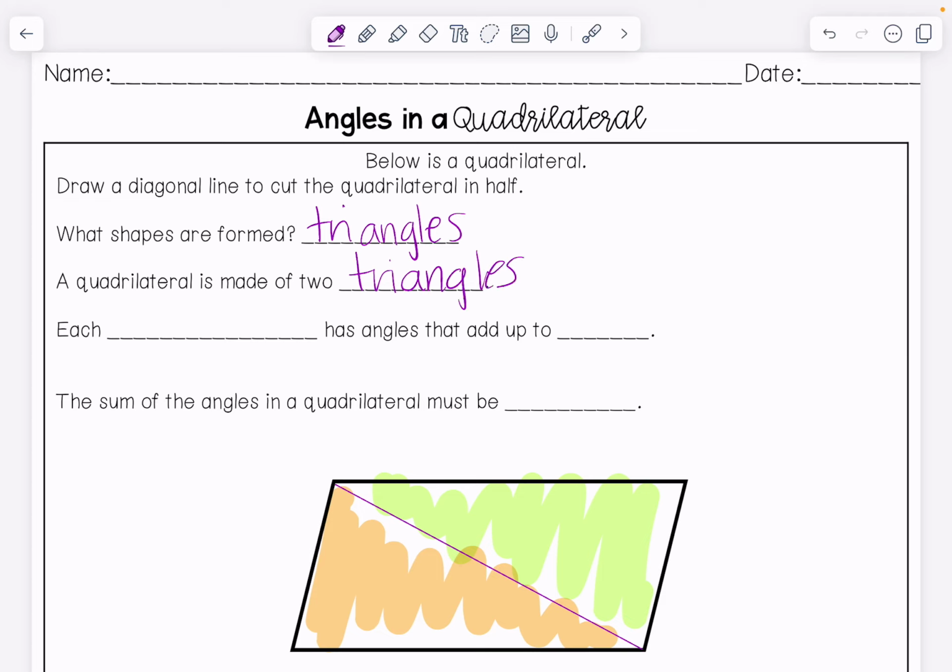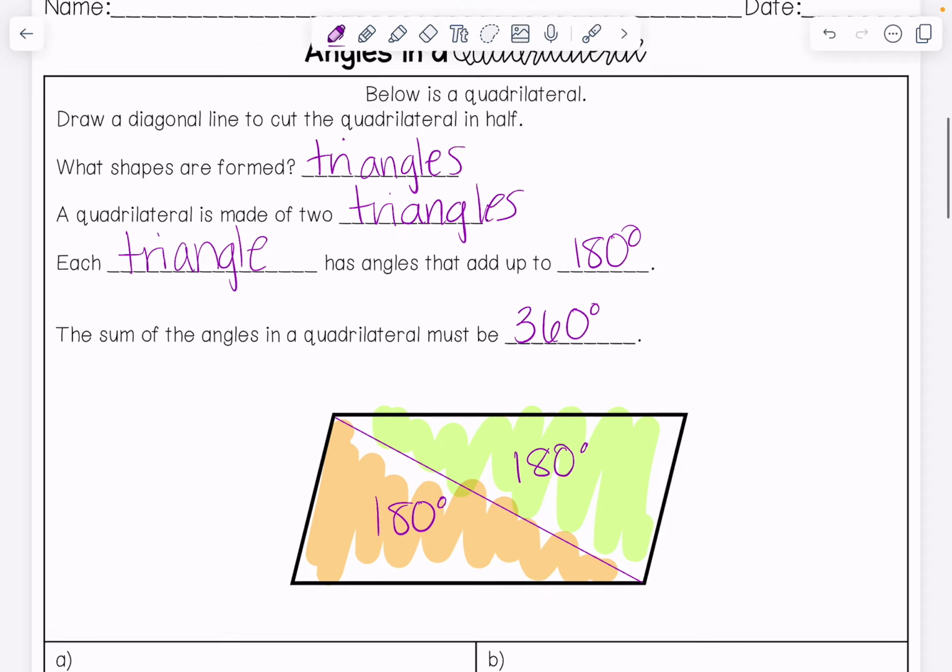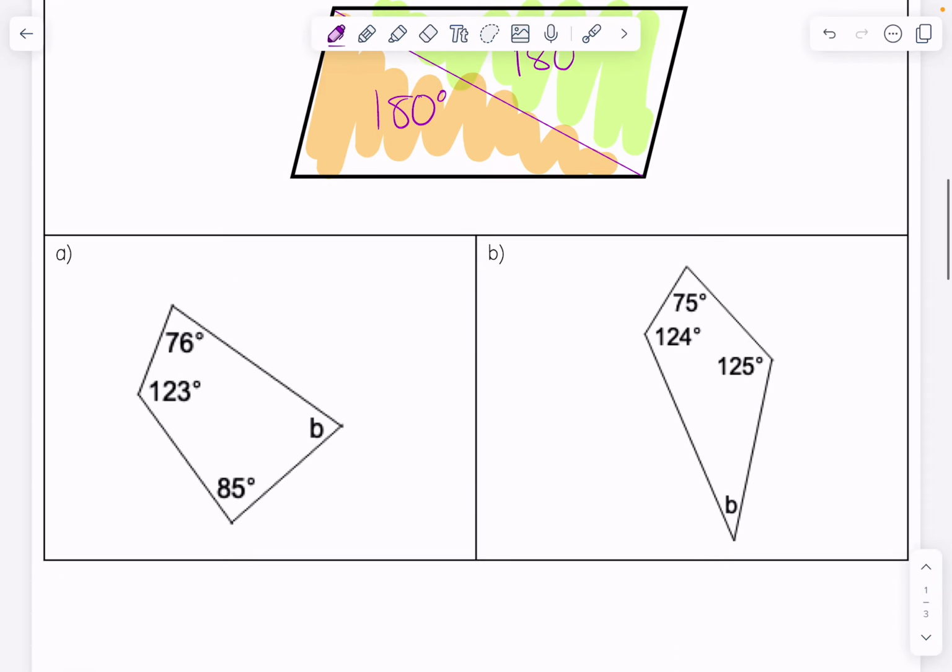And if we think about what we know, I know that this triangle is going to add up to 180 degrees, and the angles in this triangle will add up to 180 degrees. So if I want to think about what the sum of the angles in a quadrilateral must be, 180 plus 180 is going to give me 360 degrees. So now that I know that, I'm going to be able to solve for missing angles in a quadrilateral.